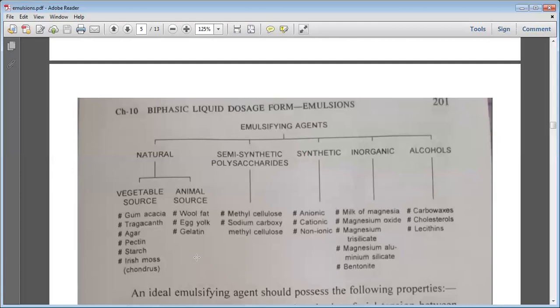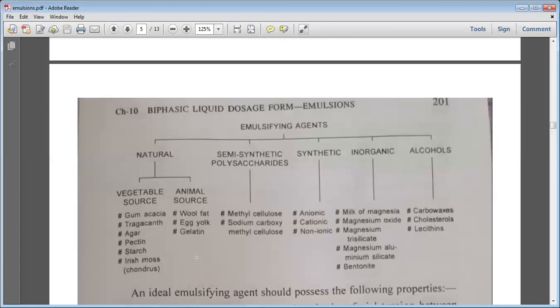This classification of emulsifying agents is very important, and it will be asked in the examination for 10 marks. Along with this, you have to explain the different types of emulsifying agents and their uses. A natural emulsifying agent is classified into vegetable source and animal source.